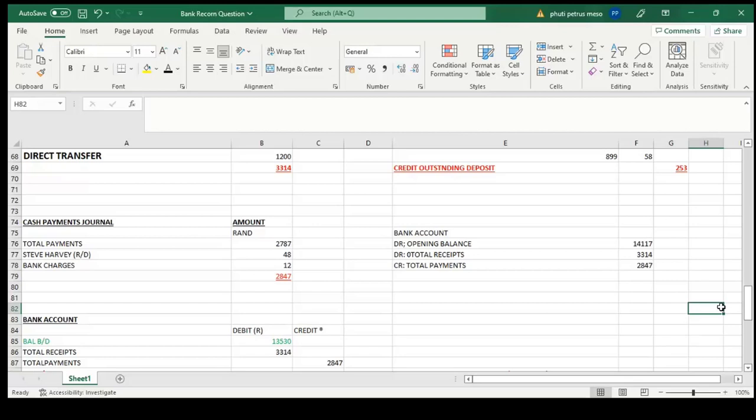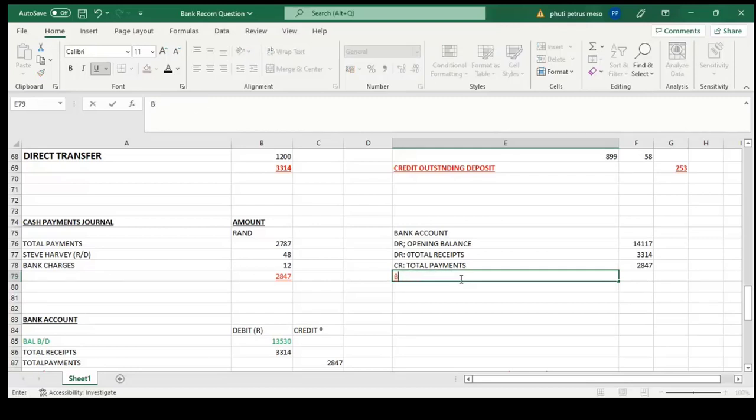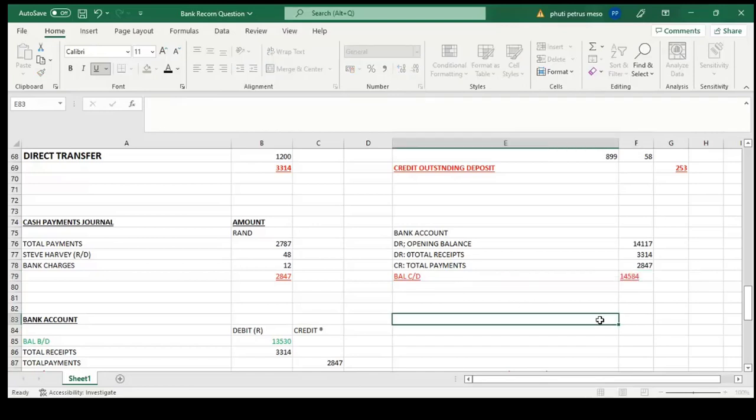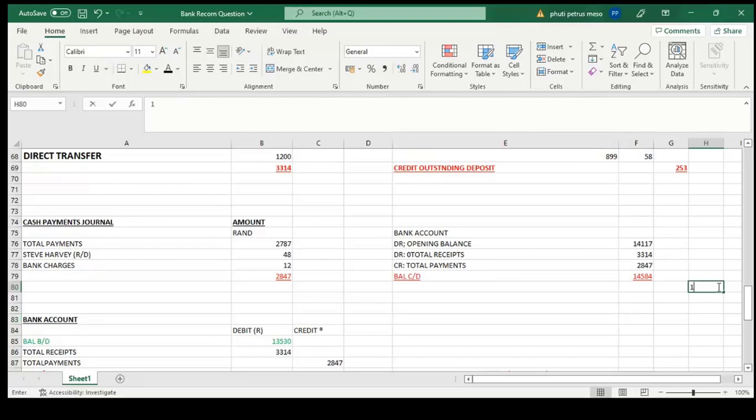Yeah. So we've got a total of 17,431 for these two. And then you minus 2847. And then we minus this one. 14,584. How much do you get? 14,584, right? So that's going to be your balance carried out. Because the debit is greater than the credit, you're going to have the balance carried out. The amount is 14,584. So the total on both sides should be 17,431. That's how you close it off.